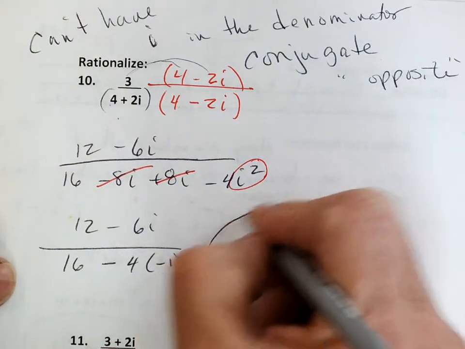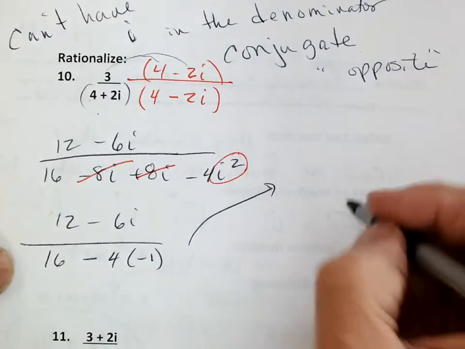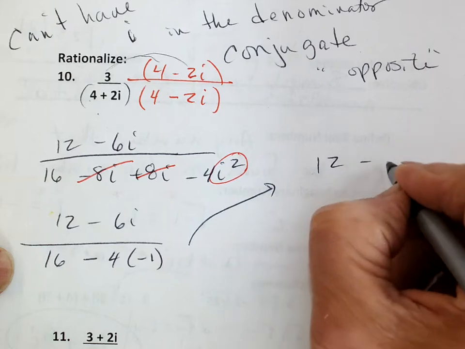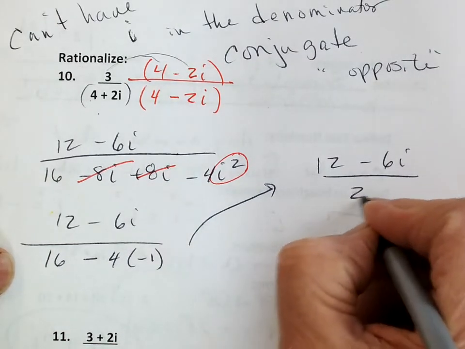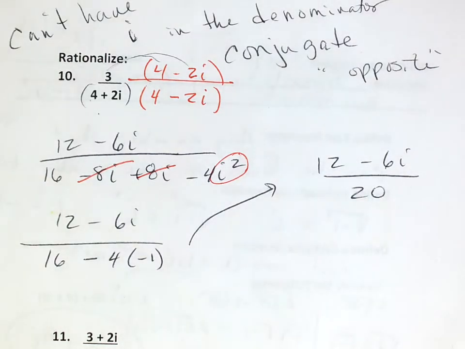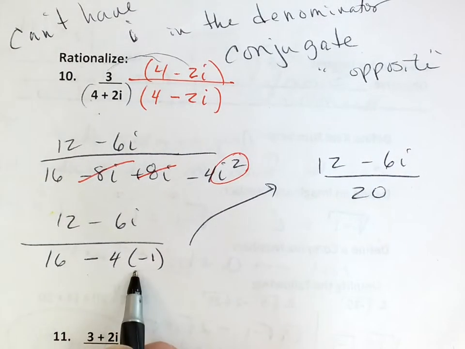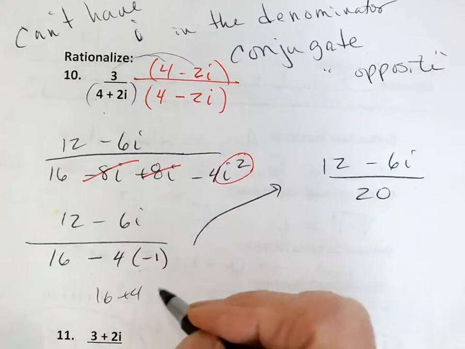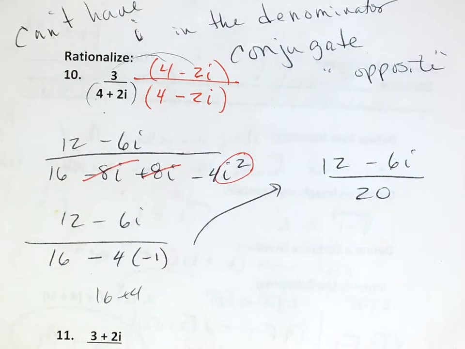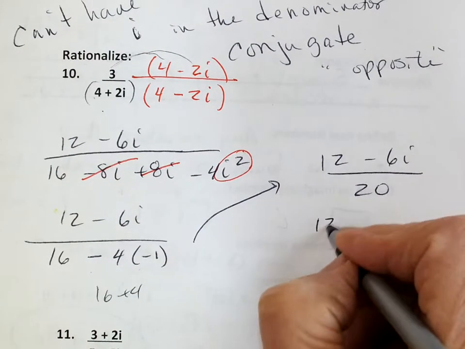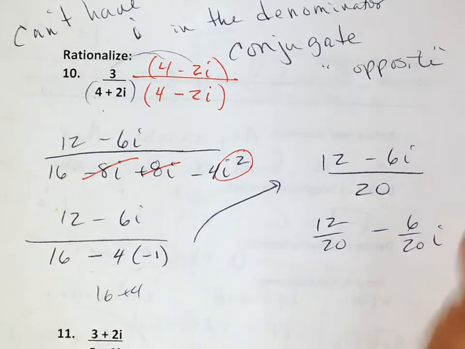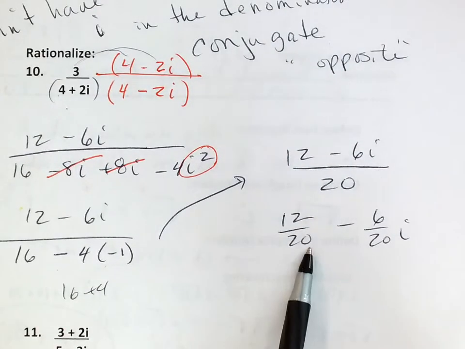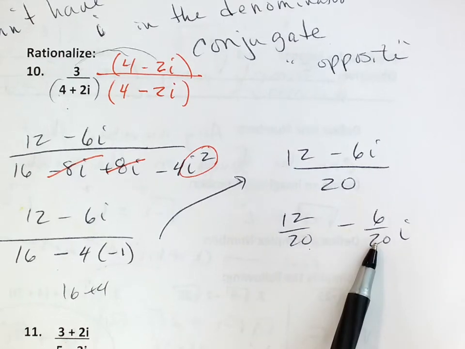Which is going to be, I'll scoot it over here so I have more room, 12 minus 6i over 20. Can you see the 20? Negative 4 times negative 1, that's a 16 plus 4, right? And now here's the deal. If you give me this answer, I would never mark it wrong. But it should be 12 20ths minus 6 20ths i, because they're supposed to be separated, because that's my real number and that's my imaginary.